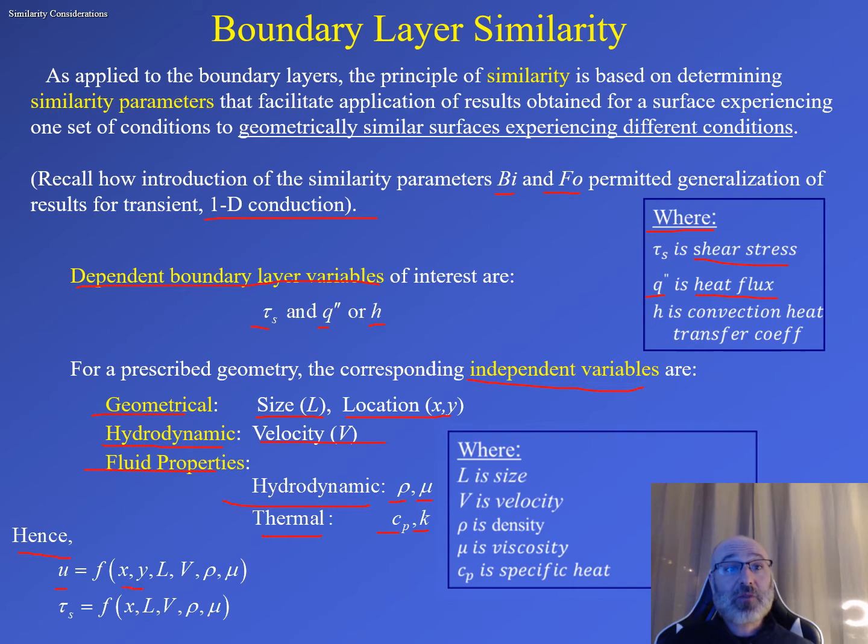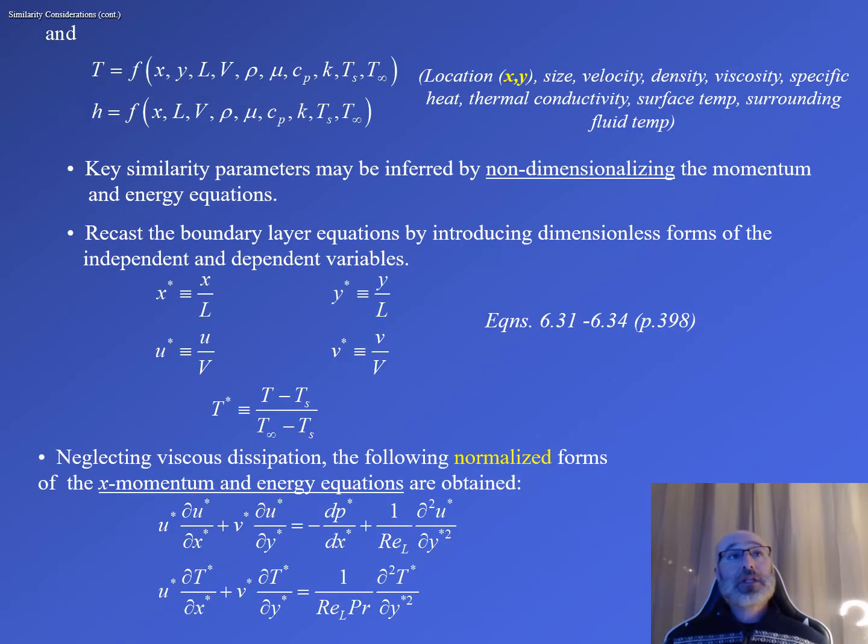So hence what we have right here, we can take a look here for u. This is a function of x, y, L, V, rho, and mu, where x and y is our location, as we saw up here. L is going to be our size. V is going to be our velocity. Rho is going to be our density, and mu is our viscosity. Now for our tau sub s, or our shear stress, this is going to be a function of x, again for our location, L being the size, V being the velocity, rho for our density, and again mu for our viscosity.